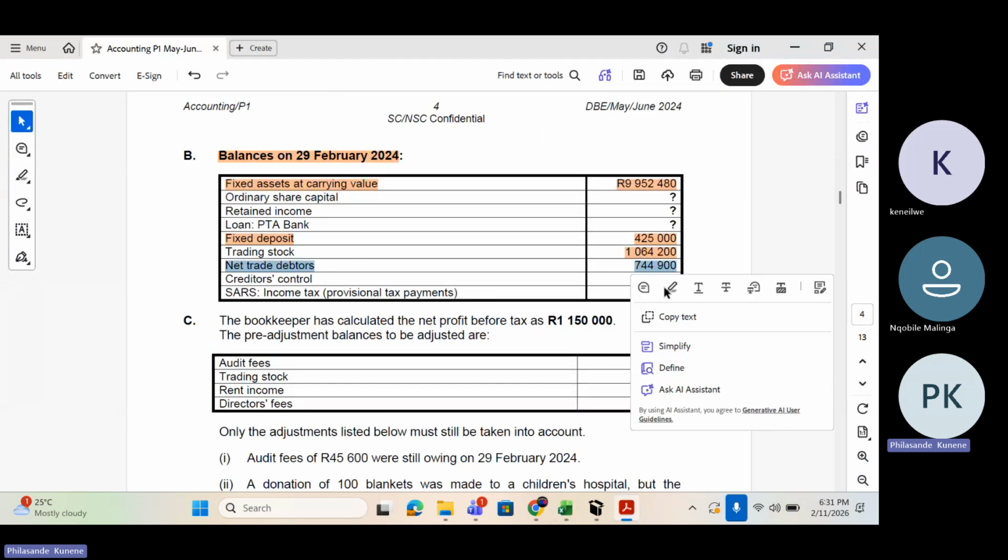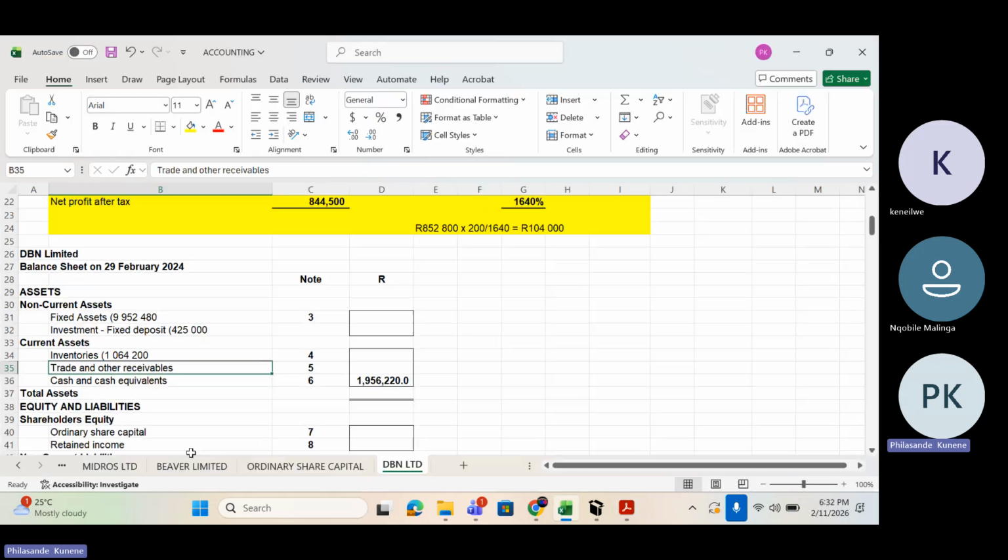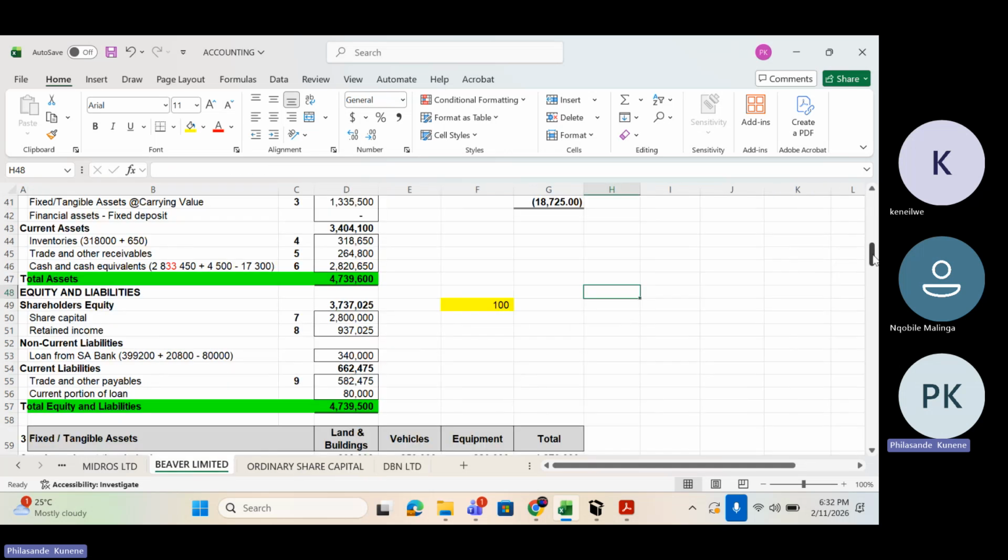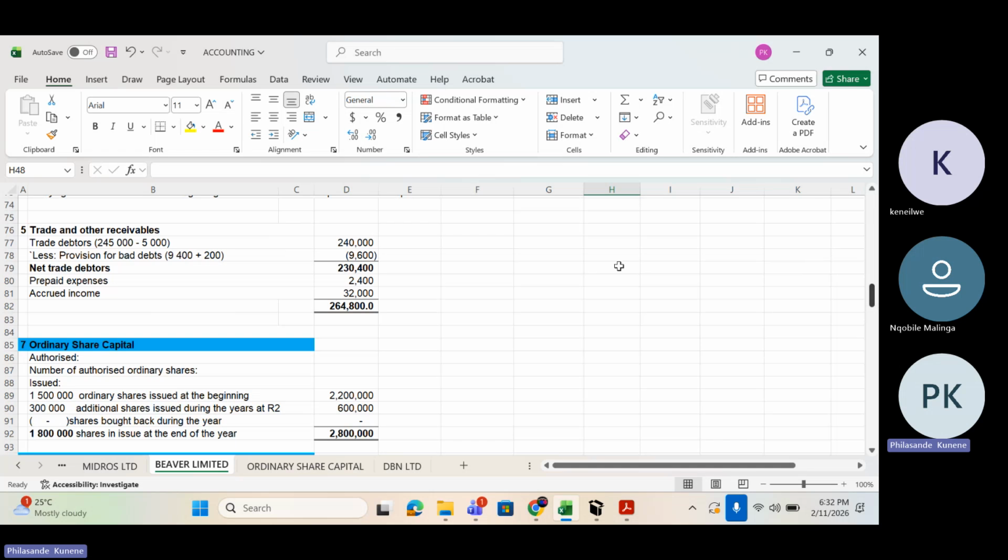Where do these ones go? Since they're saying net trade debtors, it means these are debtors control minus provision for bad debt. Already it has been subtracted. I think I once showed you something like this in the notes. Let me just come here, I just want to check something. You see, under trade and other receivables, we have trade debtors, less provision for bad debt, and then we're getting the net trade debtors. So in this situation, they gave us the net, which means the provision for bad debt has already been subtracted.